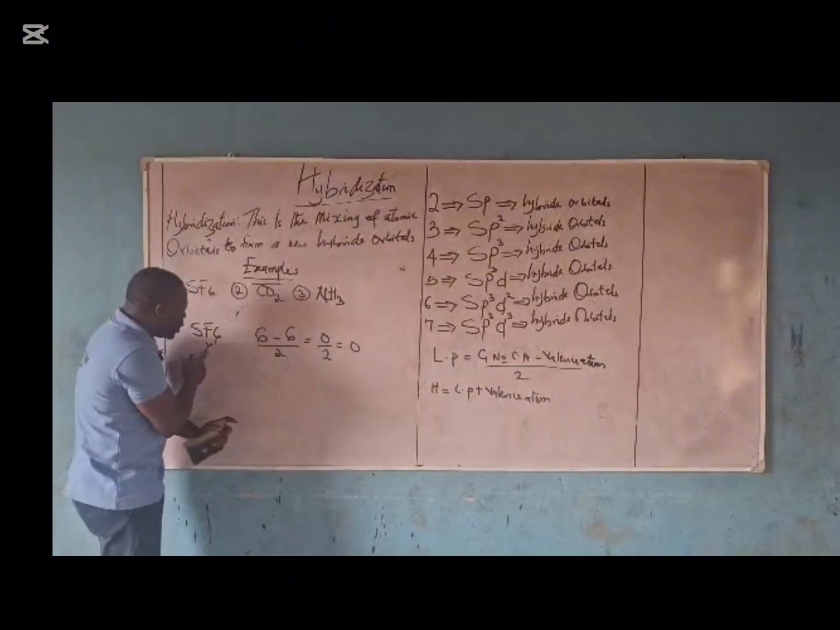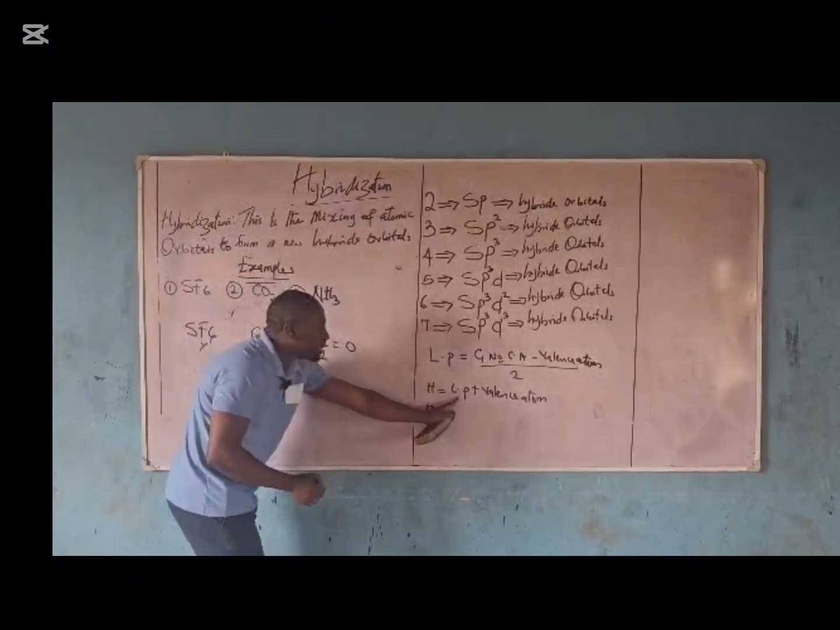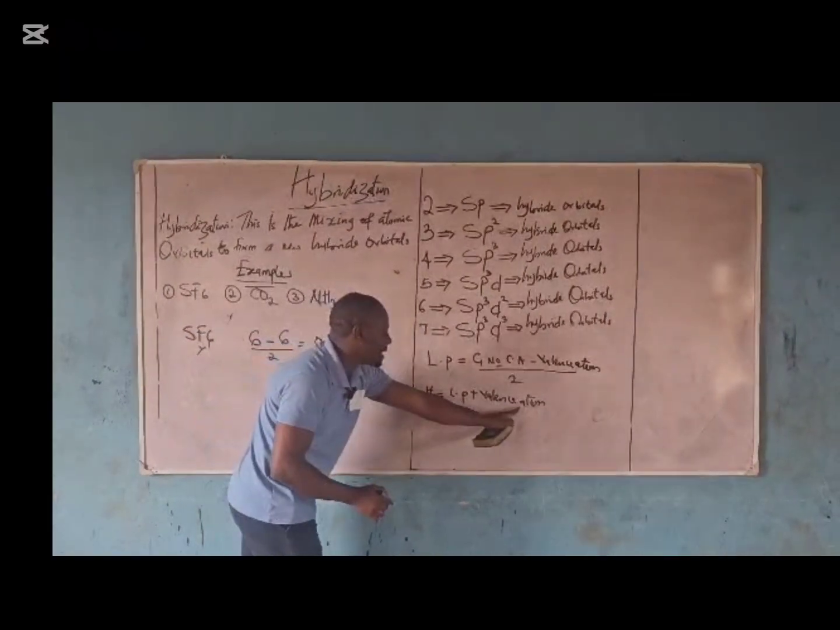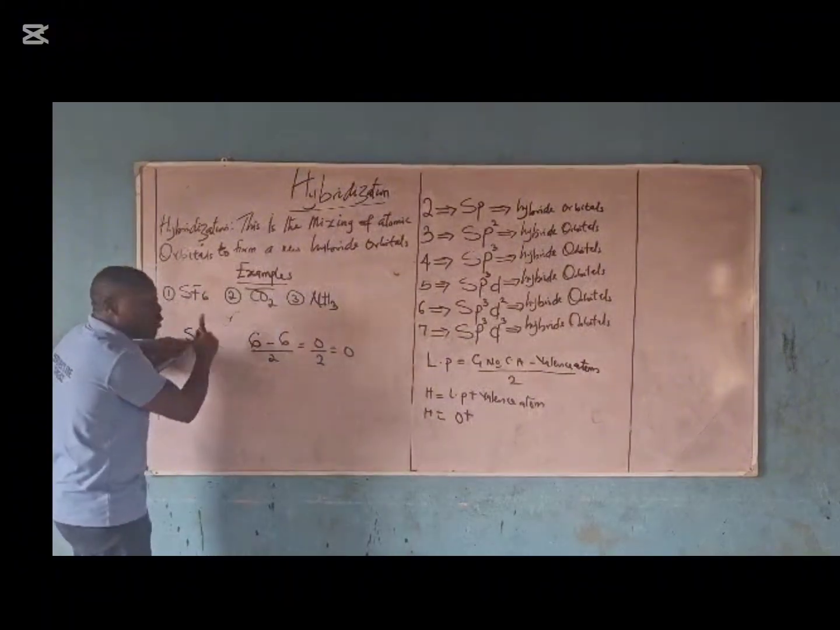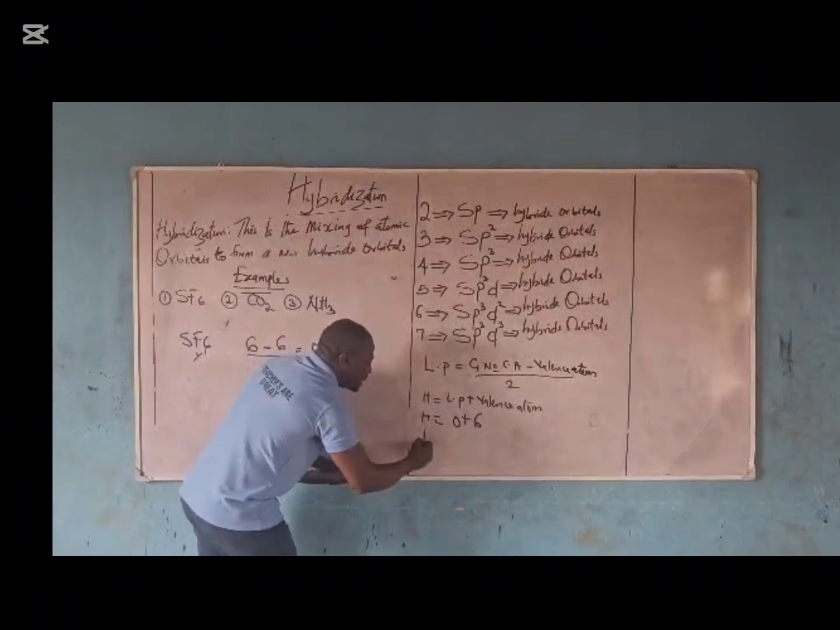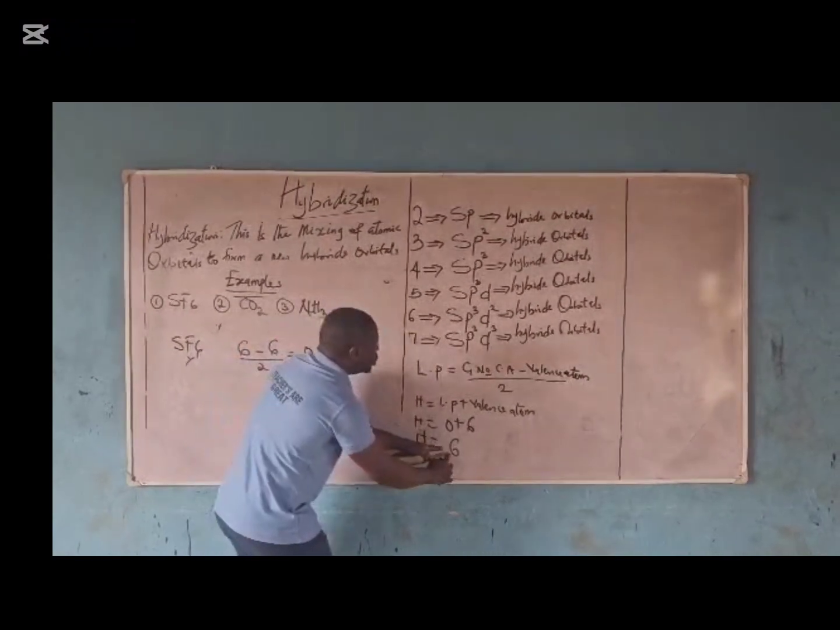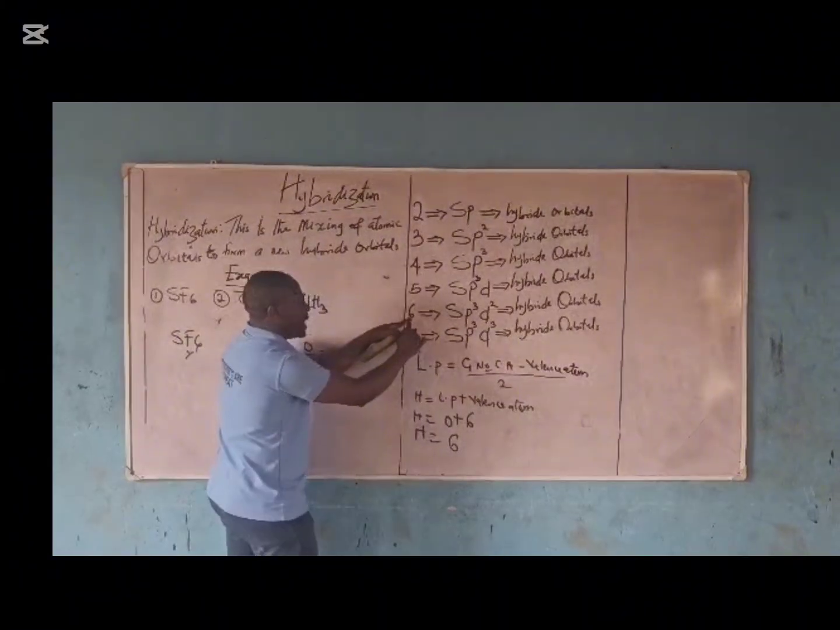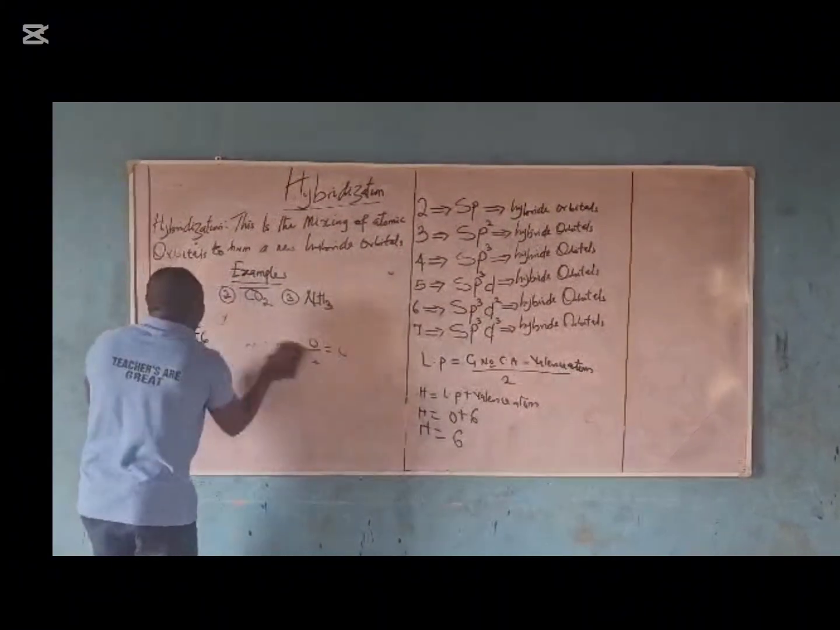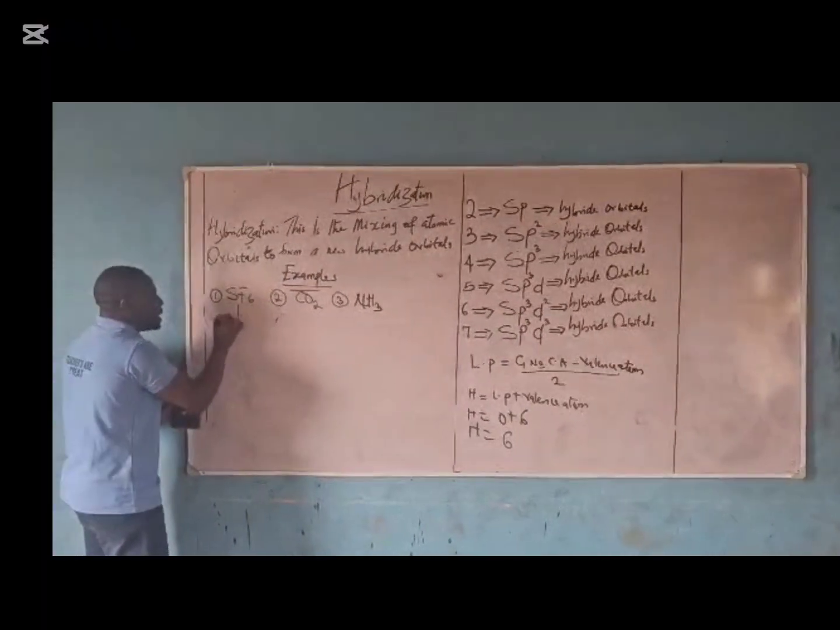Now, to get the hybridization of this particular compound, we have H equals the lone pair plus the valence atom. Lone pair is 0. So we have 0 plus, what is the valence atom? We have the valency of 1, 1 times 6 is 6. So the hybrid number H equals 0 plus 6, which is 6. Then we trace, look for 6 here. So you can see the hybrid of this sulfur hexafluoride is sp³d².